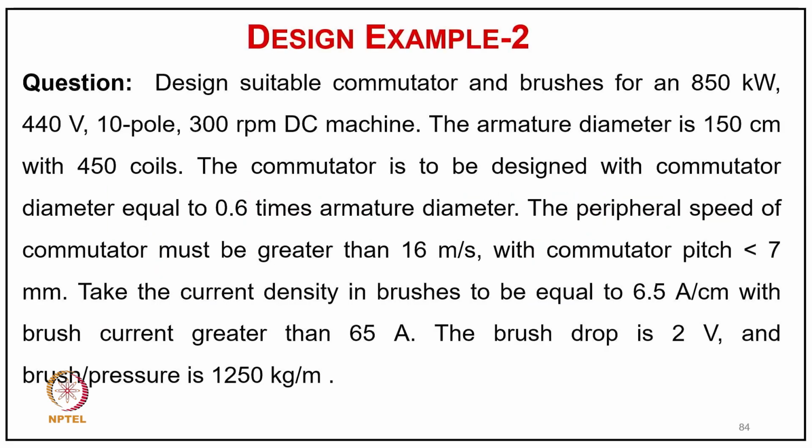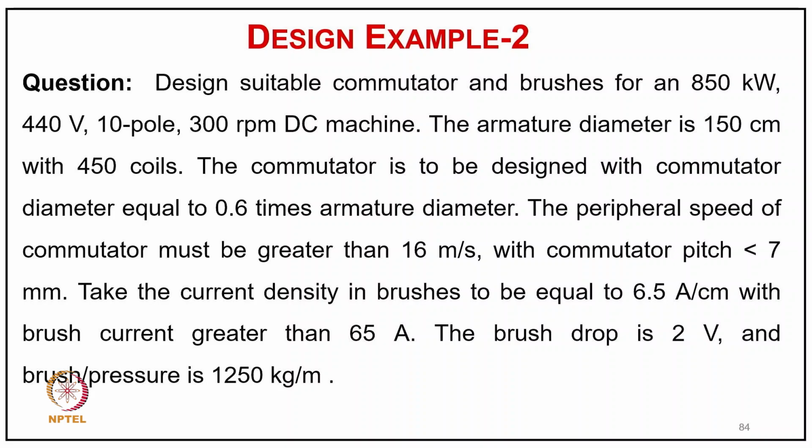Now coming to design example 2, with the commutator and brush design. The question is: design a suitable commutator and brush for an 850 kilowatt, 440 volt, 10 pole, 300 rpm DC machine. The armature diameter is 150 centimeter with 450 coils, and the commutator is to be designed with commutator diameter equal to 0.6 times the armature diameter.